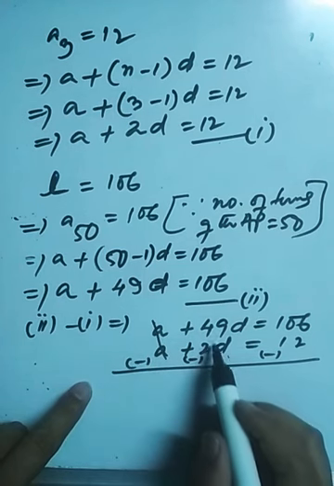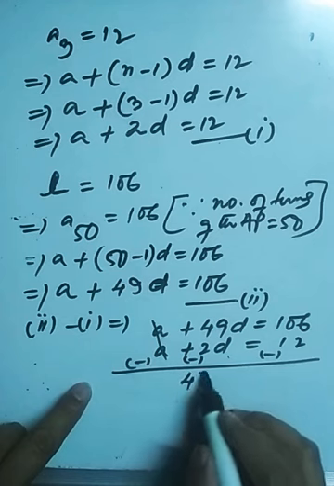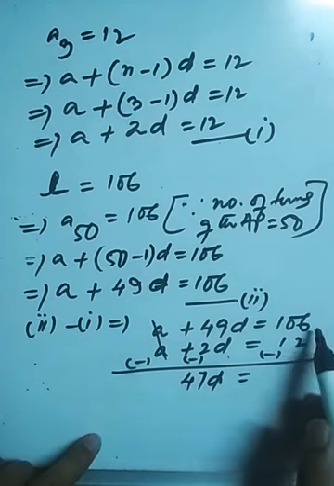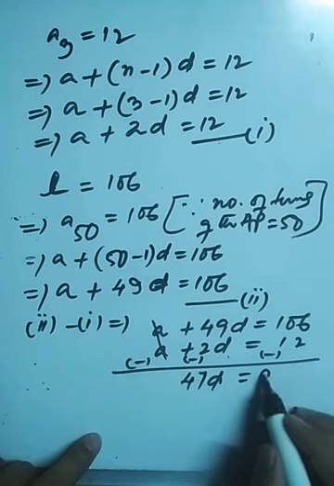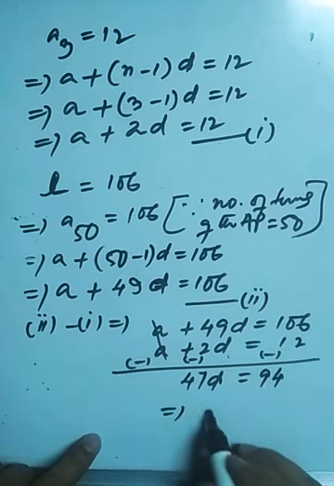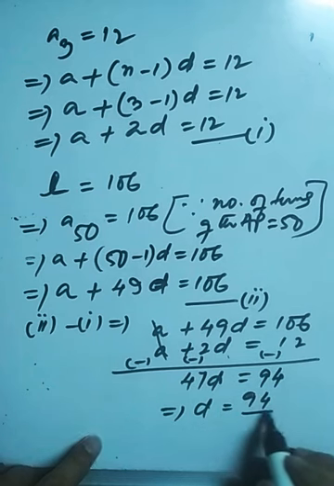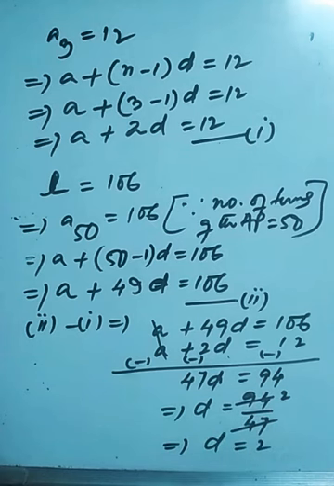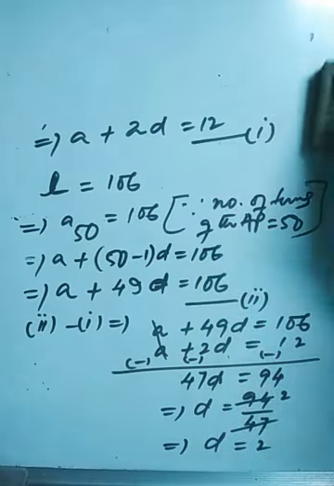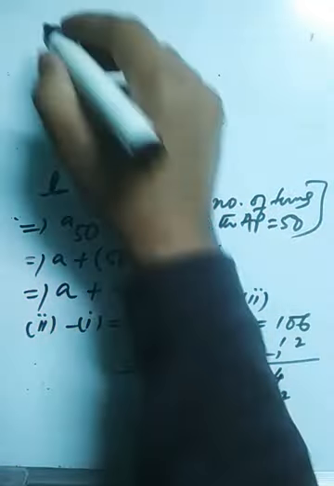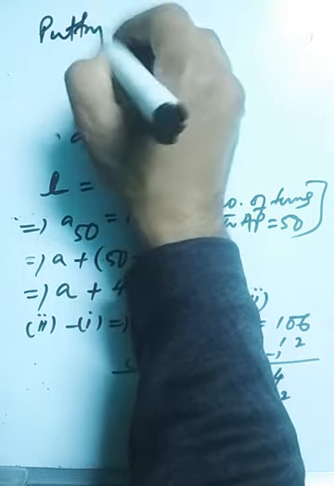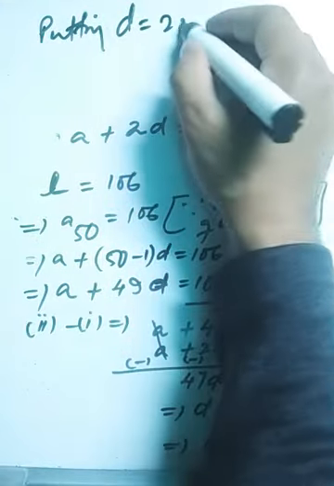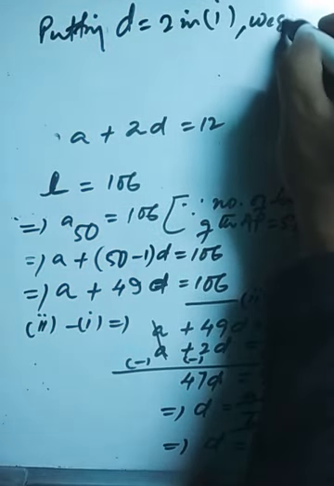This one cancelled. So 49 minus 2 we get here 47D equal to 106 minus 12, it will be 94. So D will be 94 divided by 47. So 47 into 2, 94. So the value of D is 2. So let us put the value of D equal to 2 in equation 1. So let us see what we will get.